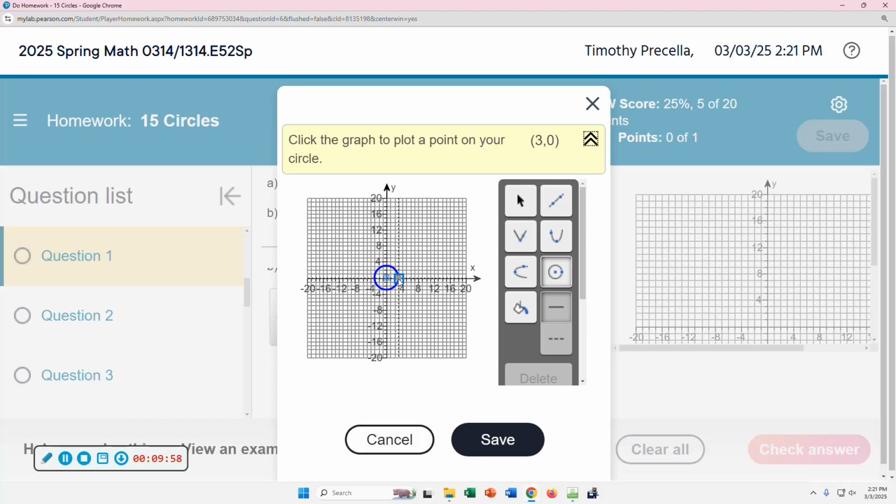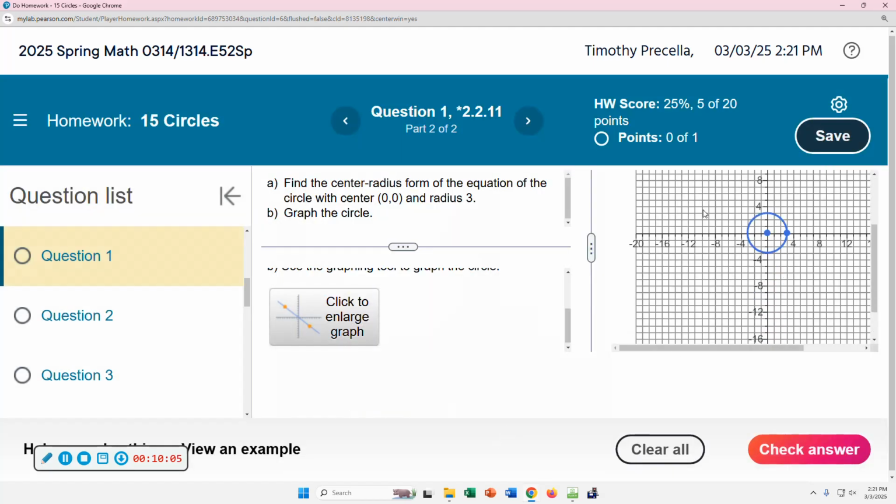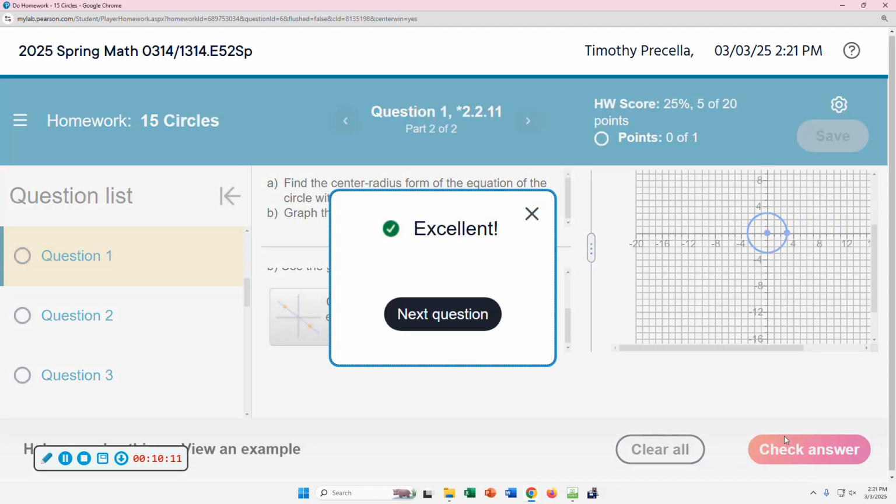Yes. Start at 0, 0. So you click that point, save it. Oh, it looks pretty good. It's easier to read off of that, isn't it? Yeah. And check. Go back to the circle.